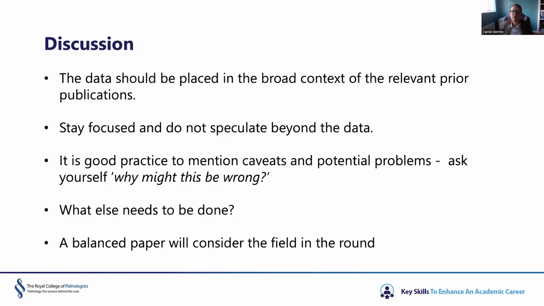Discussion. The data should be placed in the broad context of prior publications. So this is where you explain how this enhances previous data. Don't speculate beyond them. It's very good practice to explain potential caveats and problems. Ask yourself why this might be wrong. What have I done wrong? Is it this? For instance, in some of my work, I would say this is a retrospective, not a prospective analysis. And obviously, what else needs to be done? I know it's a sort of standard practice to say further work is needed, but try and be more specific than that. And a balanced paper will consider the field in the round.